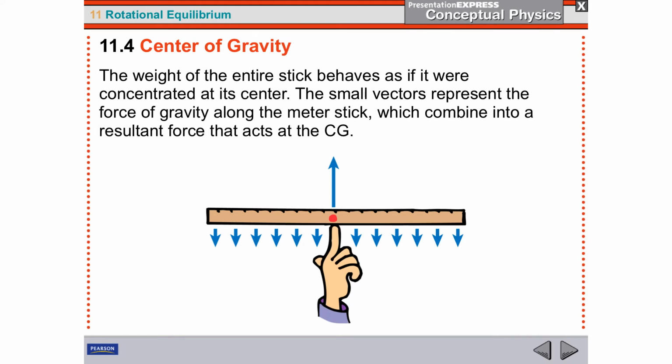So if you are providing a support force here, all of the force of its weight is acting backwards to you in such a way that it's almost like all the weight is concentrated at a certain point. And as long as your support force is under that point, it's stable. It won't fall. If the support force is placed anywhere except the center of gravity, you're going to have a torque, and then it'll fall off your finger.